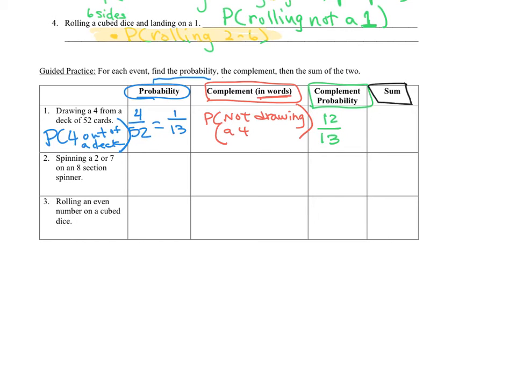And the sum is this one and this one added together. So 1/13 plus 12/13 equals 1. And it says that the sum is always 1 or 100%. And it does equal that. Okay, all the cards together.